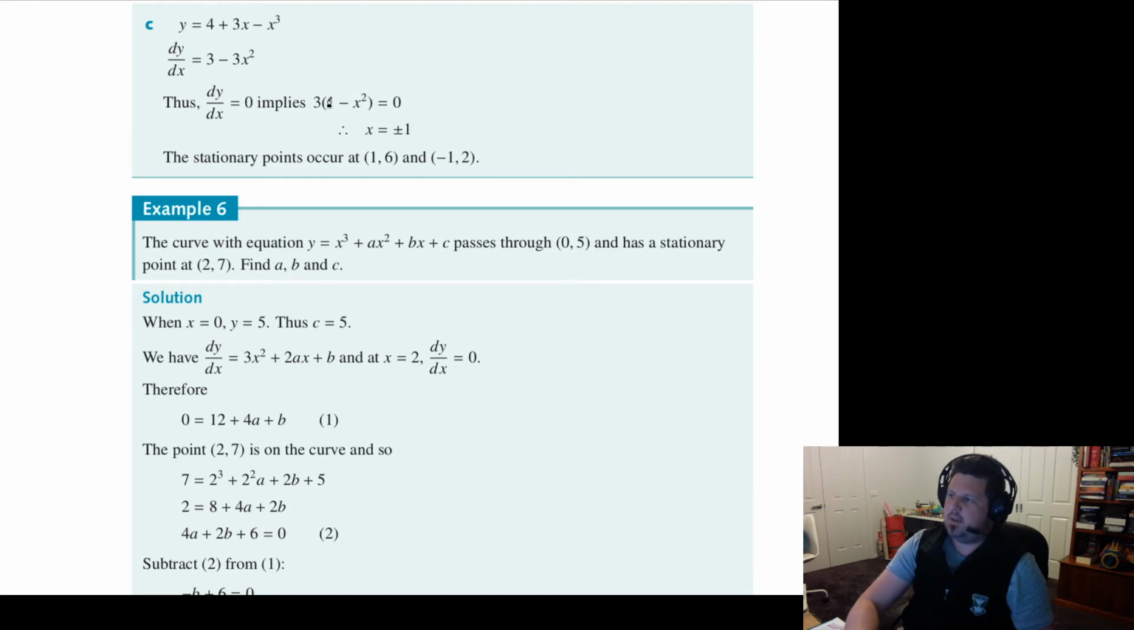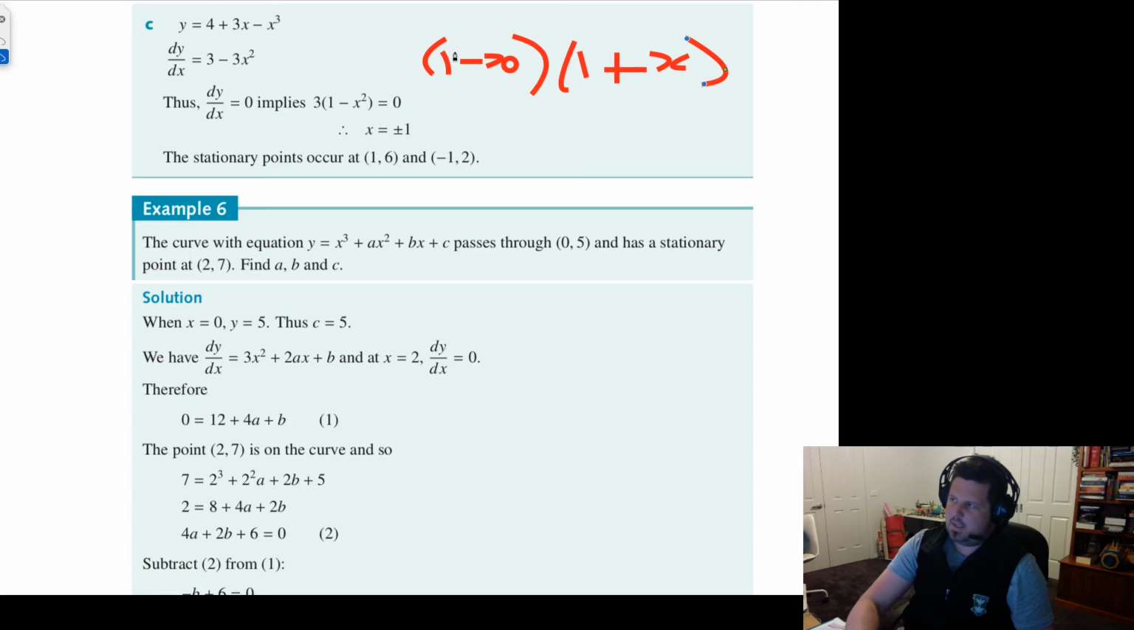Again, we know 1 is the same as 1 squared. If you've got something squared, take away something else squared, it's a difference of perfect squares. Therefore, you're going to end up with 1 take away x in one of the brackets, and 1 plus x in the other bracket. Solving 1 take away x being equal to 0, you're going to end up with positive 1. Here you're going to end up with negative 1.